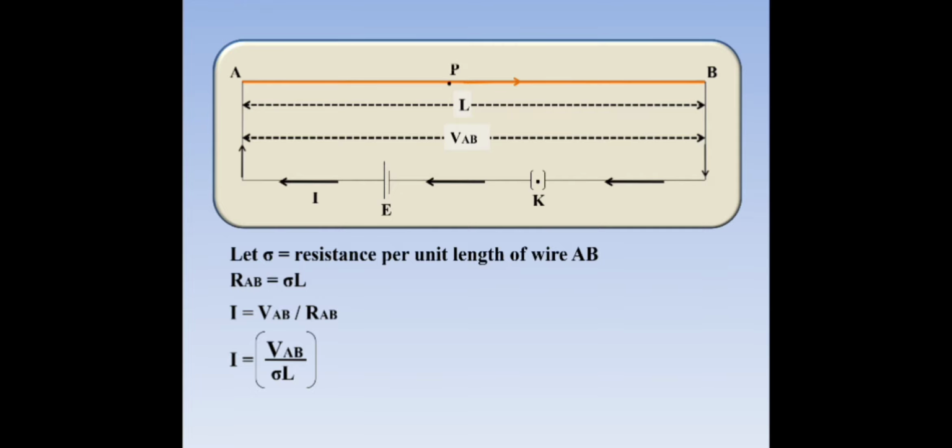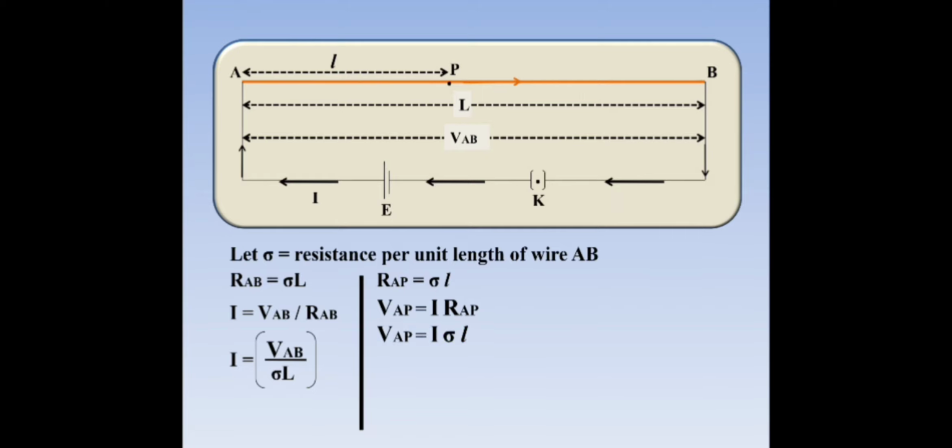Now, consider a point P on wire AB, which is at a distance small l from point A. Therefore, we can write resistance of wire AP is equal to σl. Therefore, potential difference across AP is VAP = I × resistance of wire AP. Therefore, VAP = I σl.